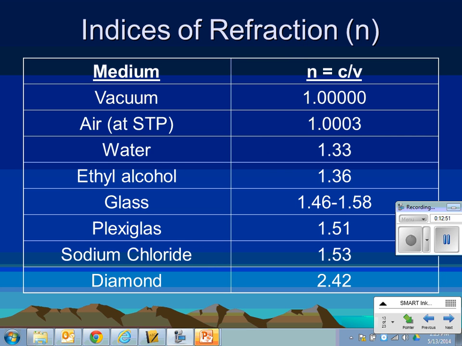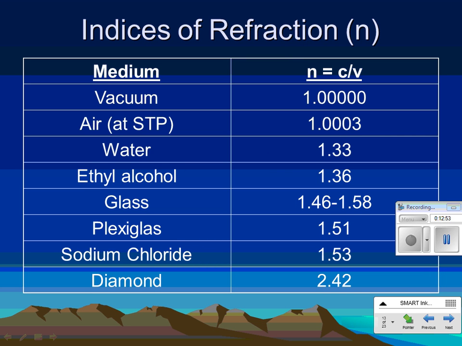So here are some indices of refraction for some different materials. You don't need to memorize these. You probably don't even need to write them down, but just so you can see, vacuum is 1, air is a little bit more, water is 1.3, glass is usually about 1.5. Different types of glass have different indices. Plexiglass, sodium chloride, diamond 2.42. Diamond has a really high index of refraction. It's one of the reasons why diamonds are so appealing, and one of the reasons we can make them sparkle so nicely.